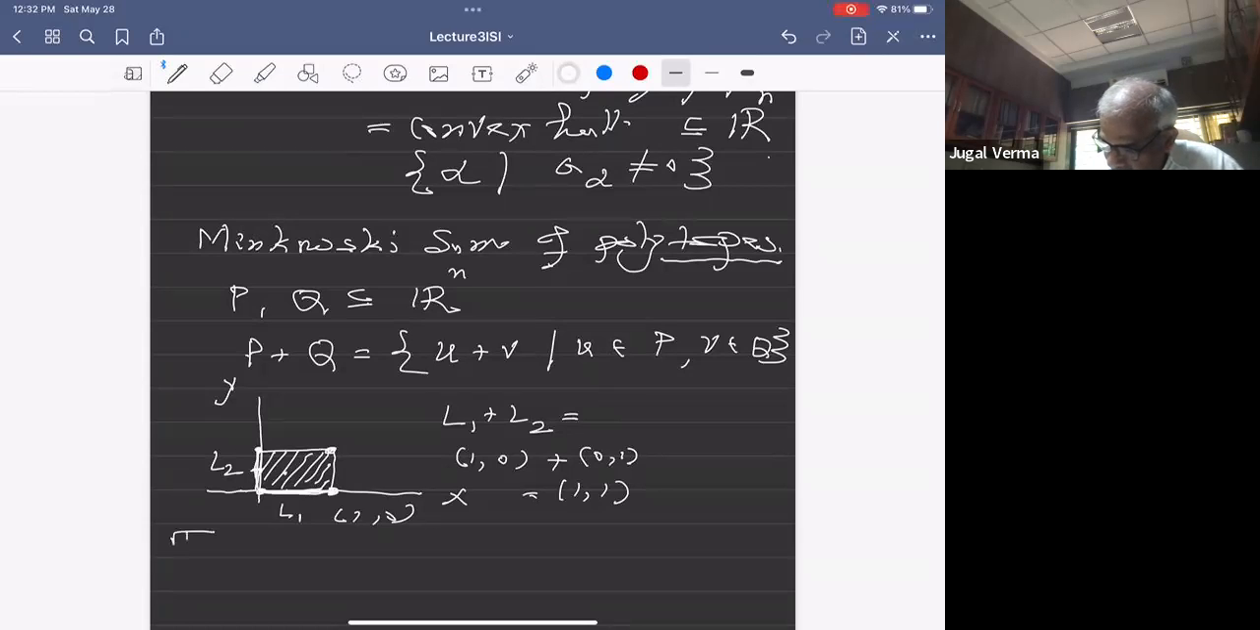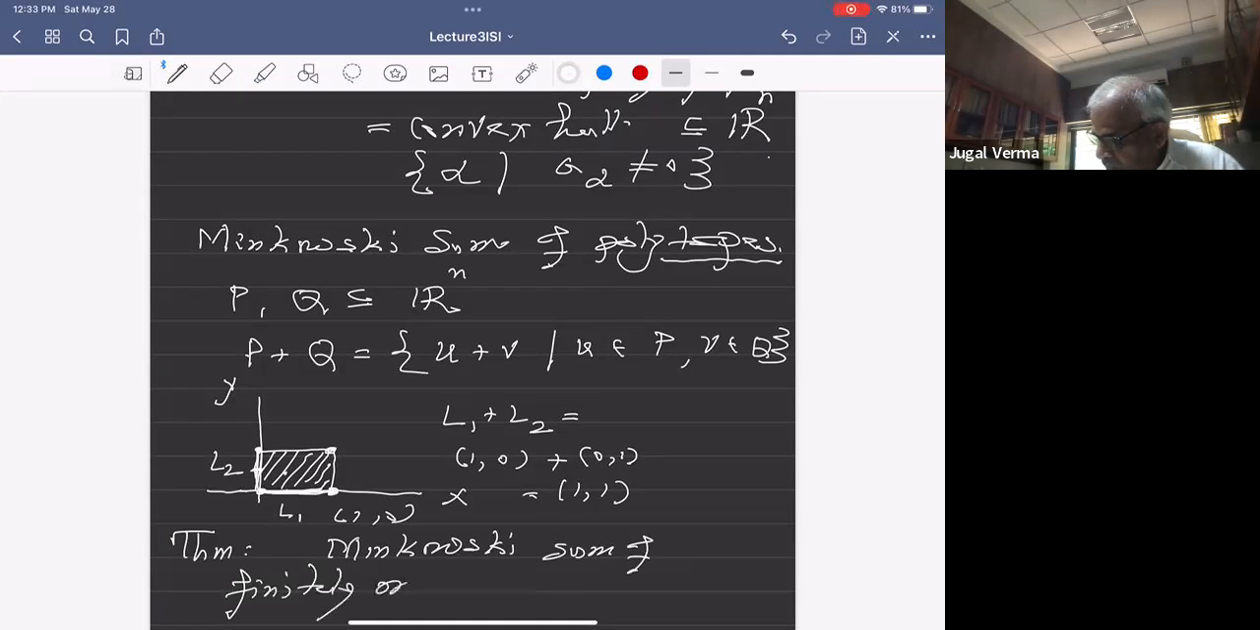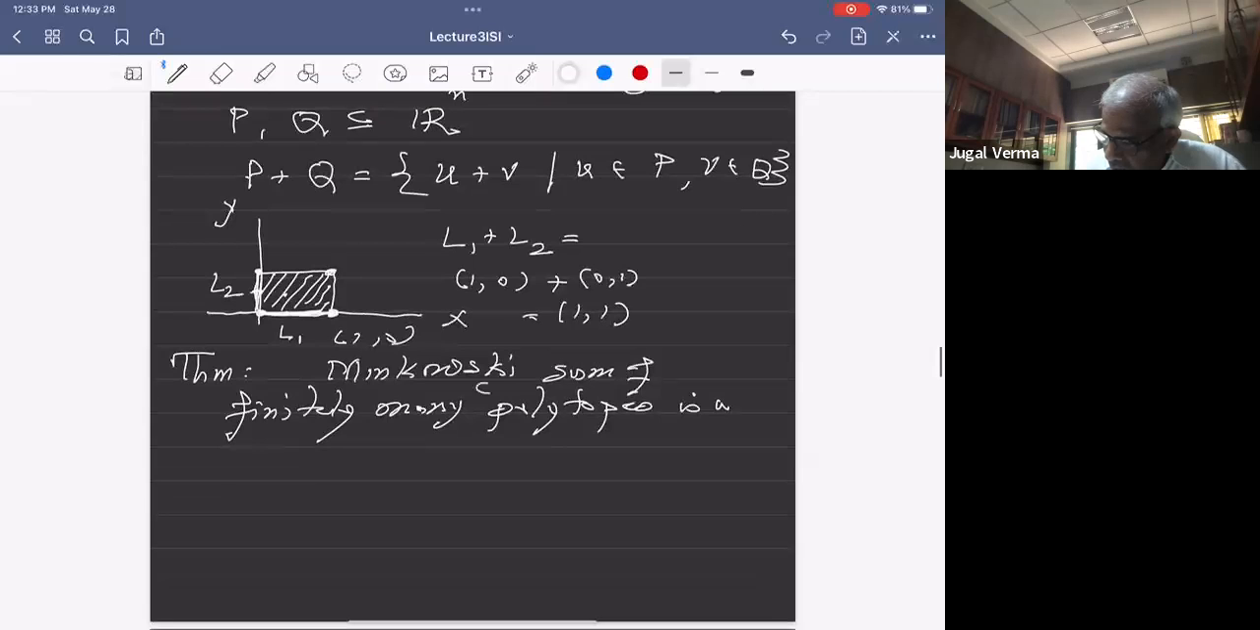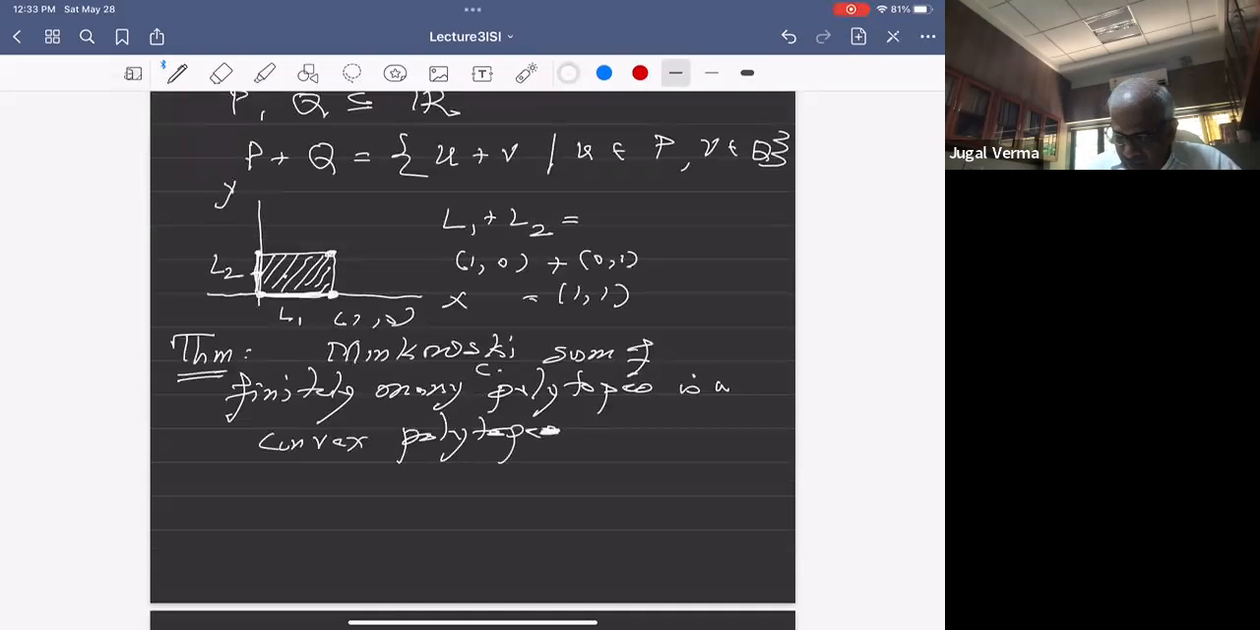So this is a theorem which I am not proving. The Minkowski sum of finitely many polytopes is a convex polytope. Basic books on convex geometry prove this thing.